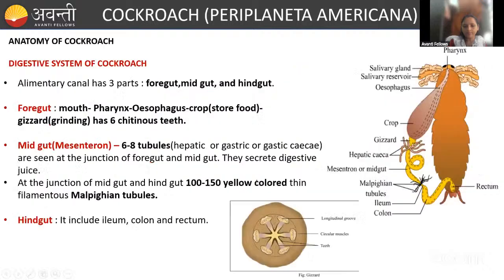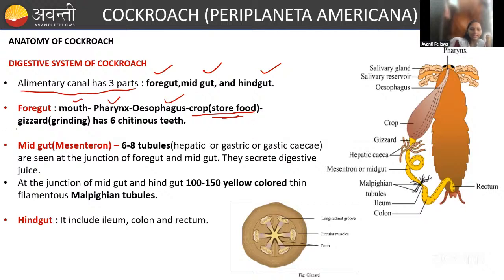This is important. Then coming to the digestive system of the cockroach, guys. The alimentary canal mainly has 3 parts. We know that the foregut, midgut, and hindgut are there in the cockroach. Here you can see the mouth is starting. The food is coming from the mouth. The foregut consists of the mouth, pharynx, esophagus, and the crop. It is important. In the exam, they may ask which part stores the food in the cockroach. That is the crop. The crop will help in storing the food.